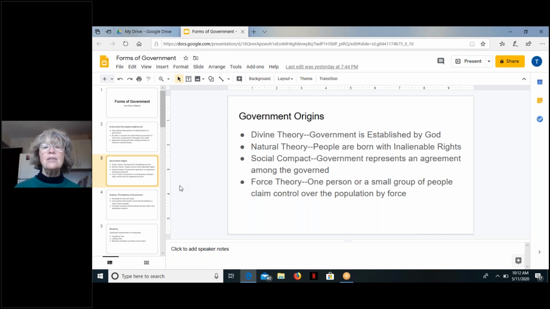The third theory is social compact. And social compact is a word that means agreement. And this theory holds that government is an agreement, that people got together and they decided to be self-governing. And they decided to govern themselves according to some standards that they wrote down. And then they all agreed to abide by those standards. The fourth theory is force theory, and we see this throughout history, where one person or a small group of people claim control over another population by force.